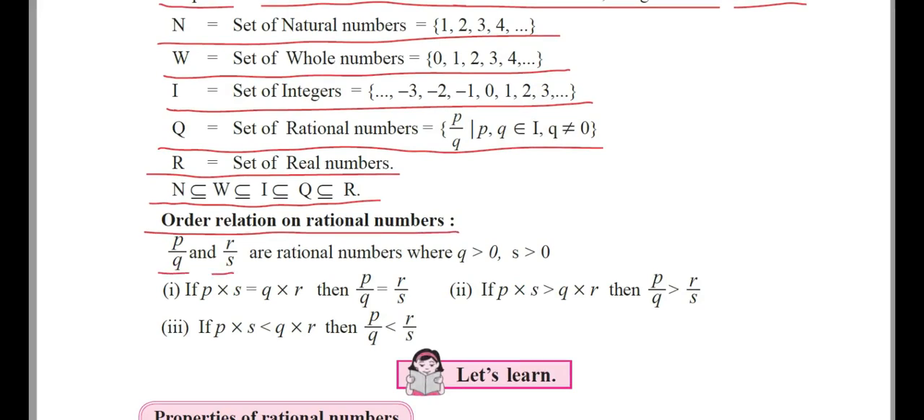Order relation on the rational numbers: P upon Q and R upon S are rational numbers where Q is positive, S is positive. If P into S is equal to Q into R, then P upon Q is equal to R upon S. If P into S is greater than Q into R, then P upon Q is greater than R upon S. If P into S is less than Q into R, then P upon Q is less than R upon S.